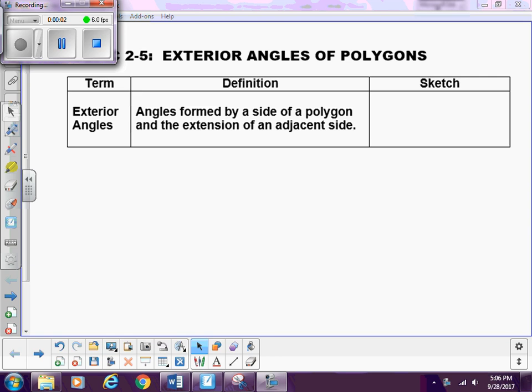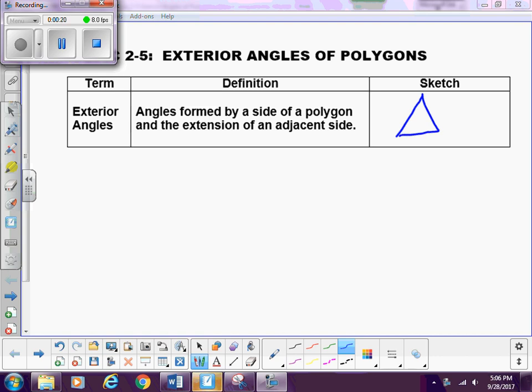All right, today's topic 2.5 is exterior angles of polygons. Now, an exterior angle or angles are angles formed by a side of a polygon and the extension of an adjacent side. Okay, so let's do an example of a triangle. The three angles in the triangle are all interior, but if you take a side and extend it out further to the right here, we have an angle here that is called an exterior angle. It's outside. So this is an exterior angle.